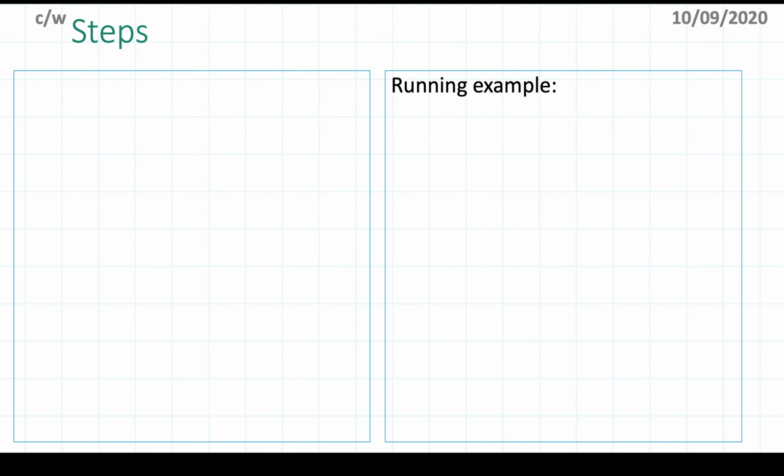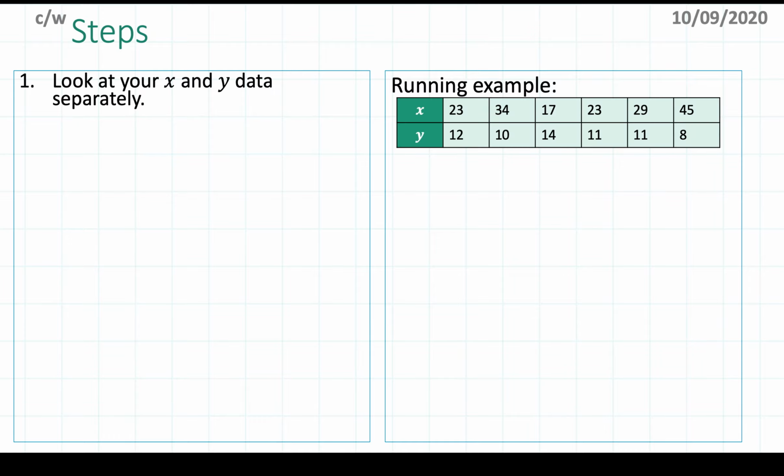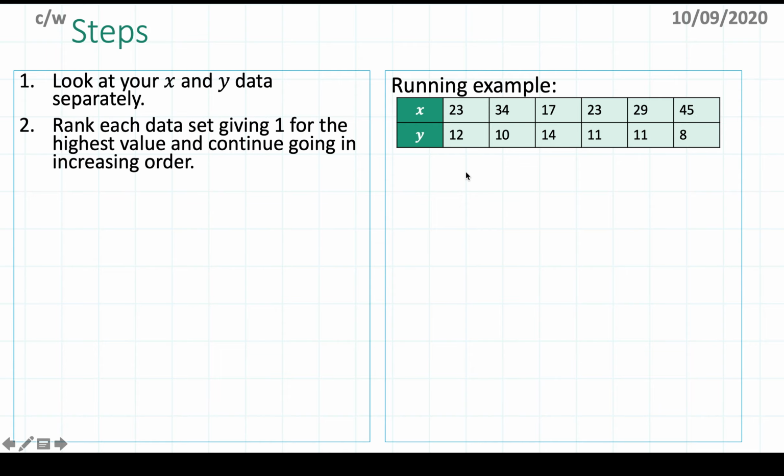The calculation steps are similar to the correlation coefficient, but the beginning will be slightly different, and that's the only addition to this test. So if you know how to do correlation coefficient, this only has a few additional things. I'm going to have a running example here, while on the left I'm going to have the explanation. You want to look at your x and your y data separately. The process you do to your x, you're then going to do to your y. And what you're going to do is rank the data.